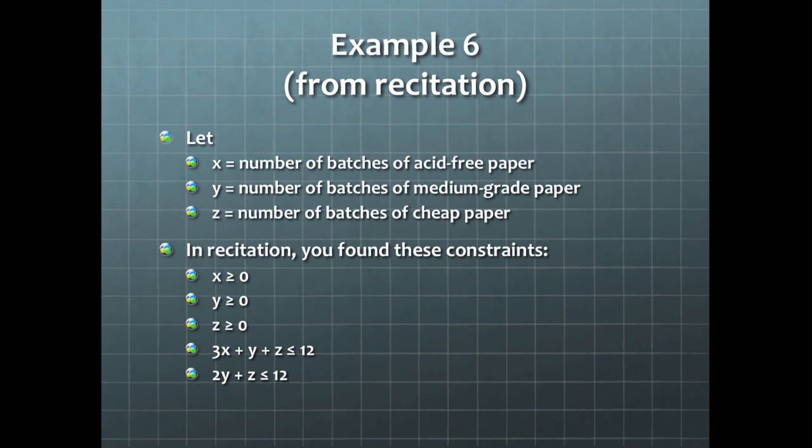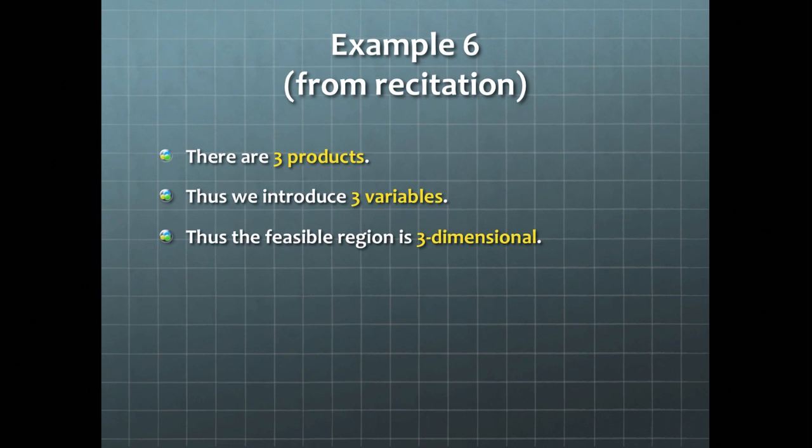The next step is to draw the feasible region. And now, suddenly, we realize there's a certain issue. We have 3 products. That means we introduced 3 variables. A production policy, therefore, involves specifying an ordered triple, and therefore we are really working in 3 dimensions. There are 3 products. We introduce 3 variables, and the feasible region is therefore 3-dimensional.